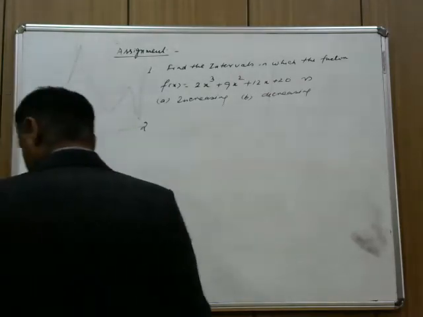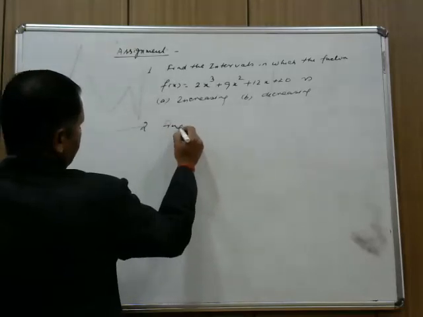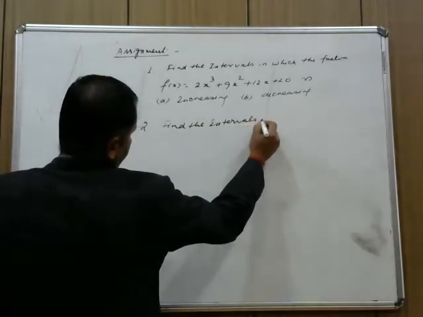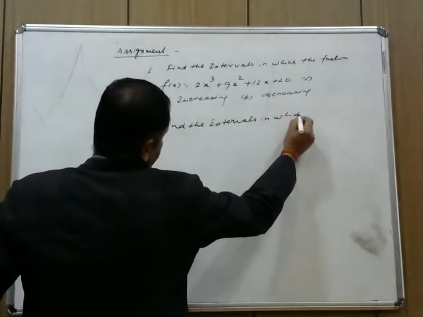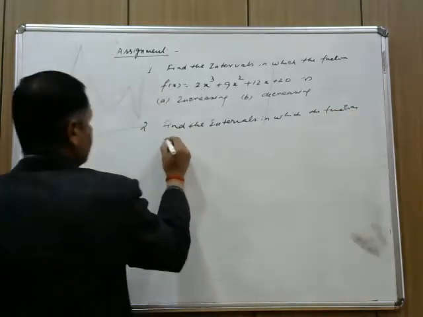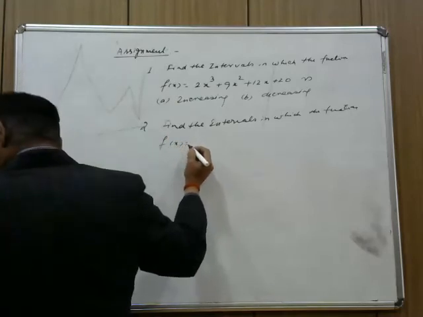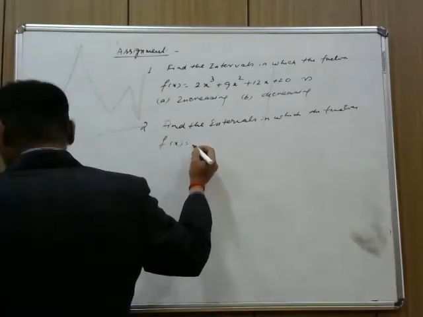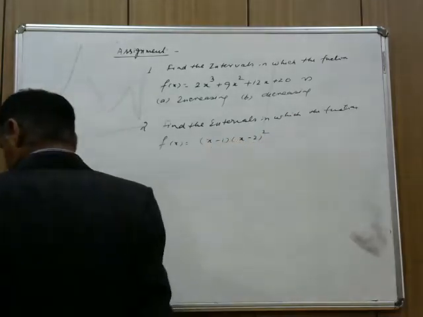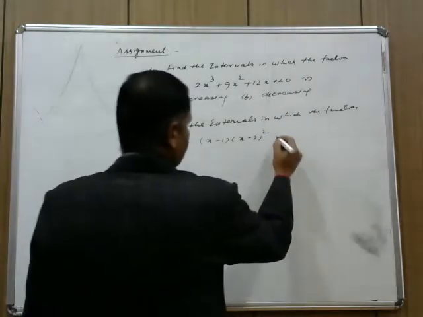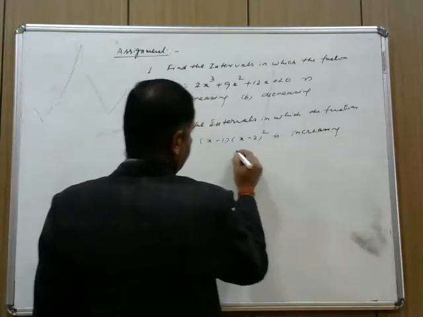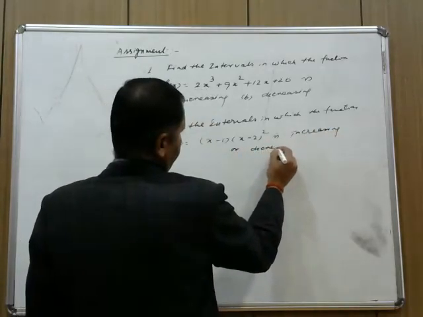find the intervals in which the function f of x is equal to x minus 1 times x minus 2 whole square is increasing or decreasing.